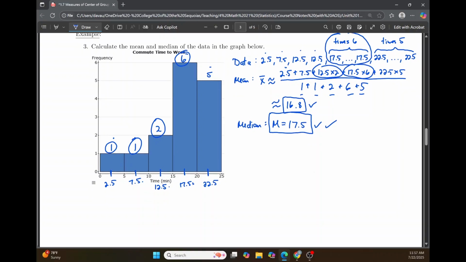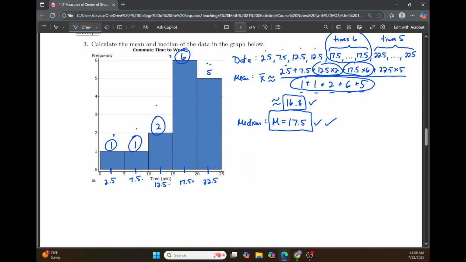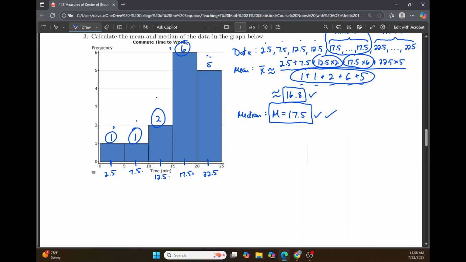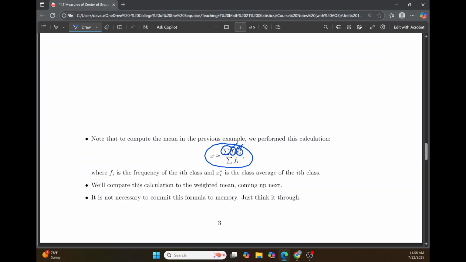So this is what we're doing. And then we're adding all of those up. So we're taking each class average, multiplying it by its frequency, and then we're adding those up. And then we're dividing by the sum of the frequencies. Well, again, that's exactly what we did. The frequencies were 1, 1, 2, 6, and 5, and that's what we're dividing by. We're dividing by the sum of those frequencies. So again, if the formula scares you, then don't worry about it. But that is mathematically how we would encode exactly what we did on the previous example.